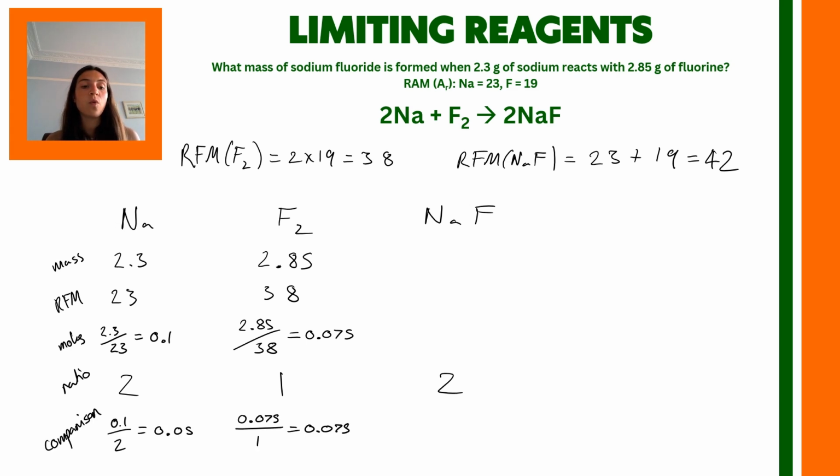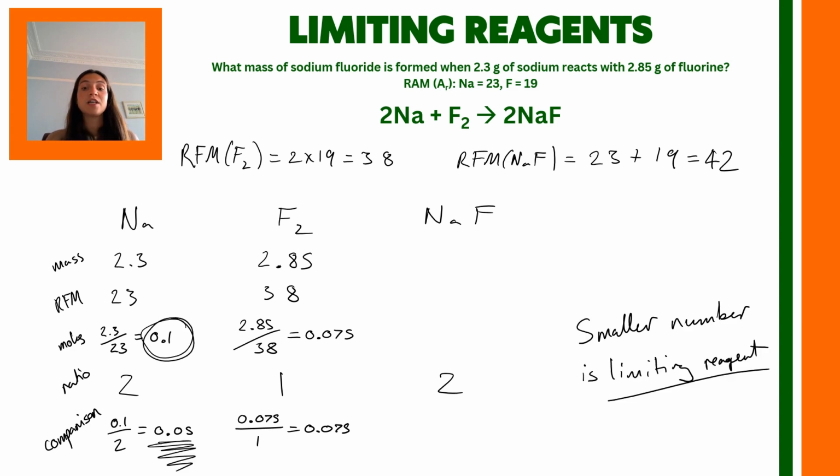So 0.1 moles divided by 2 gives me 0.05. And 0.075 moles divided by 1 gives me 0.075. So those are different from each other, and my fluorine has a larger number there than my sodium. And this is when we need to remember this piece of information: the smallest number is my limiting reagent. So here, my sodium, 0.05, which is smaller than 0.075, is my limiting reagent.